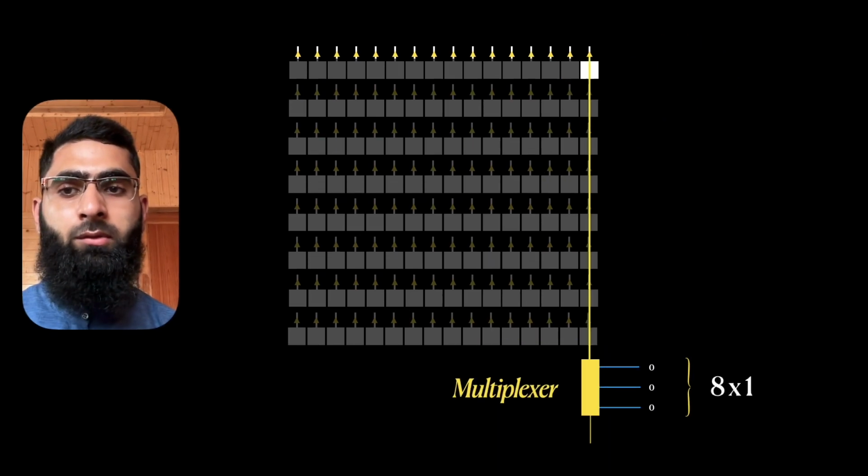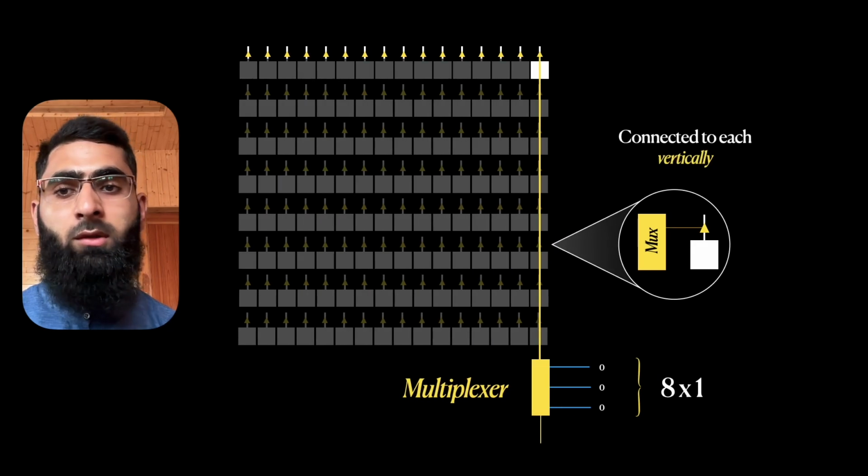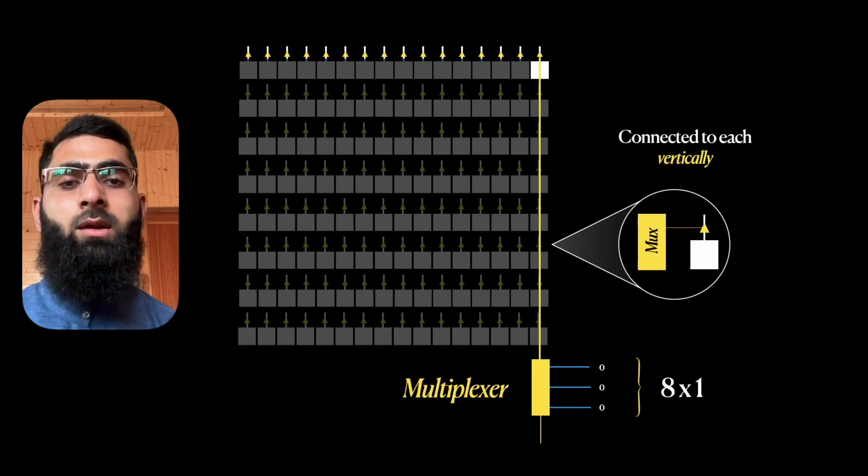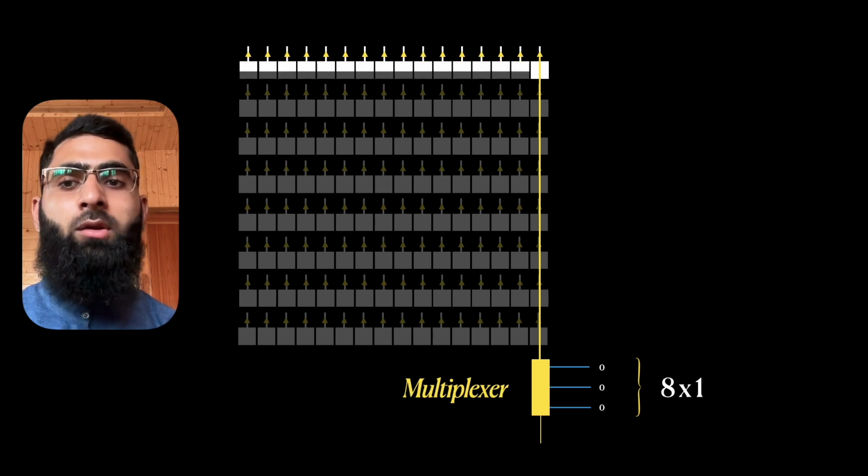What about the others? Let's change the view of it so that we can visualize this more clearly. So nothing has changed, same multiplexer, same configuration, and you can see that each bit aka flip-flop is connected vertically in this setup.